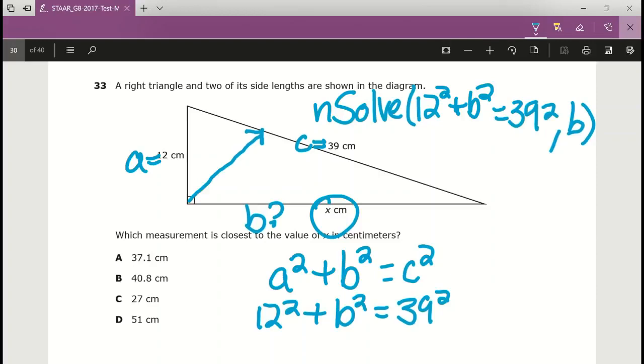it is approximately, b is 37.108, and the closest one is choice A, 37.1. The other ones are not even close. So that's how you do that. I would start off by writing down Pythagorean theorem formula and then drawing your arrow from the right angle that points to the hypotenuse, C.